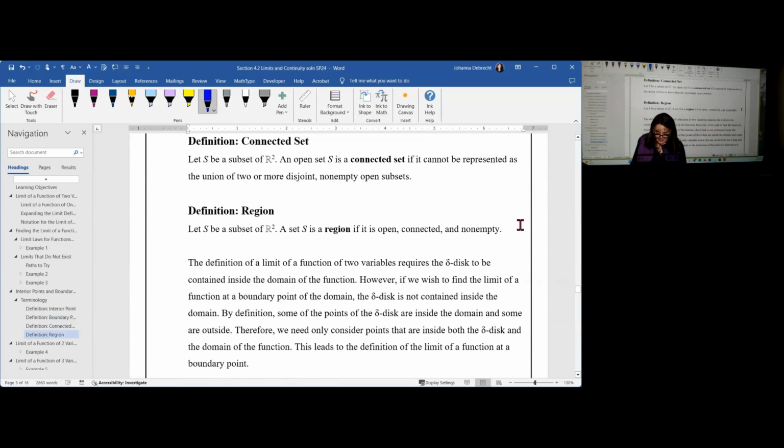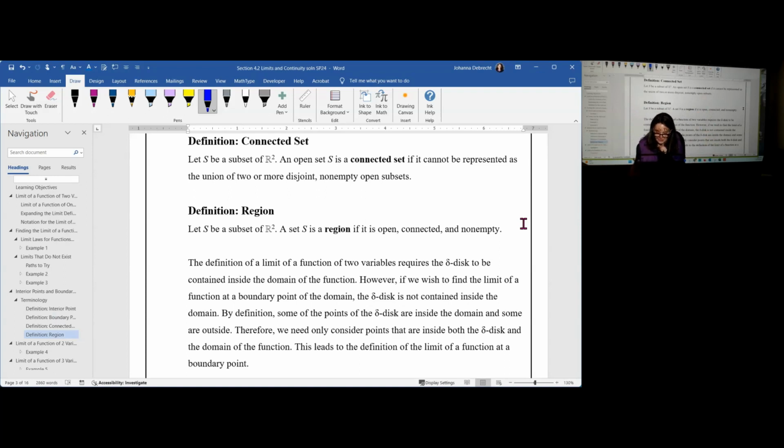What about a connected set? What do we mean by a connected set? Again, we're going to start with a subset of the real plane, the R2 plane. An open set S is a connected set if it cannot be represented as the union of two or more disjoint, non-empty open subsets. What does that mean? Disjoint means they have nothing in common. There's no overlap between the two sets. Non-empty means each set has at least one point inside of it. Open means they are open.